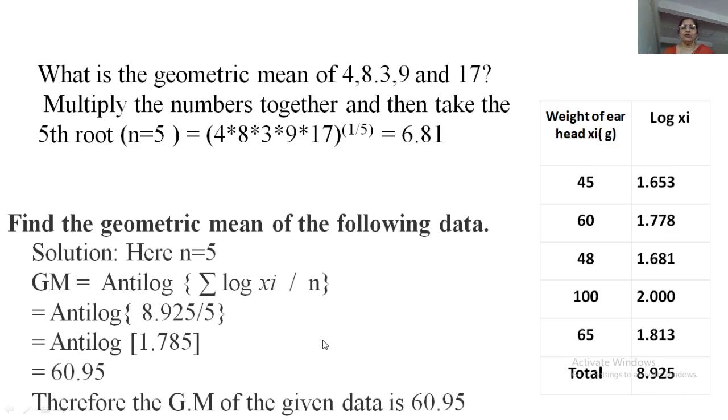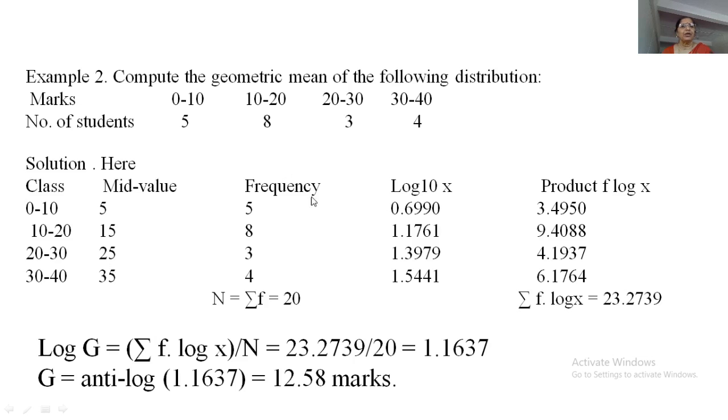So in this way, by using your usual technique of logarithm, you can find out geometric mean for the given data set. What is your arithmetic mean? 4 plus 8 plus 3 plus 9 plus 17 divided by 5.